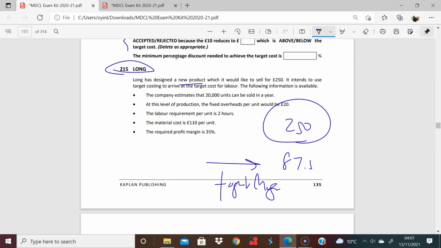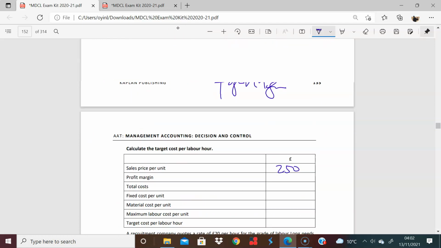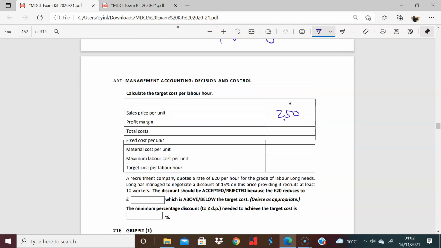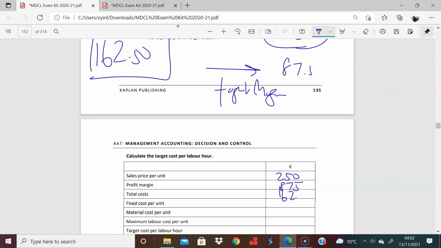So this is your target margin, which means that you are giving yourself a cost scope of £162.50. Saying, listen, these are my boundaries, £162.50. So actually, let's fill this in. You have here 250, profit margin of 87.5, and so your total cost that you can work with is 162.50.